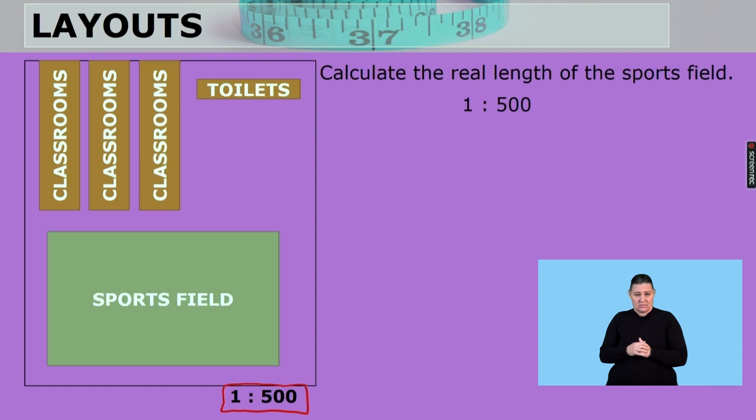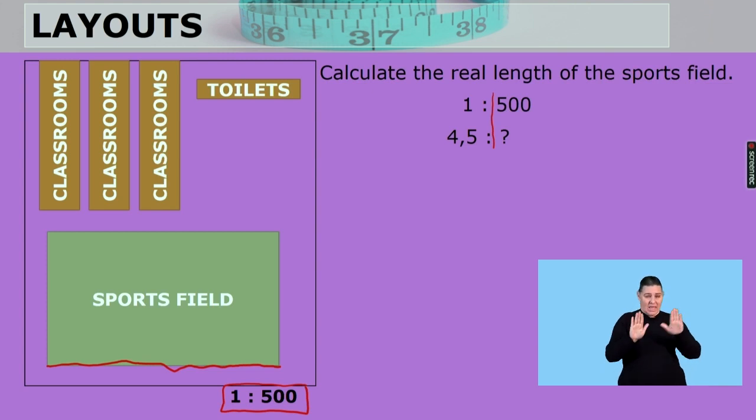So looking at this now, we've got to work out map to reality again. That's where the scale came in. So 1:500, that's my scale. And again, we're separating it there. So 4.5 is the distance we get when we measure the length of the sports field. If I measure that line, I got 4.5 centimeters, because that's the distance I measured on the layout, on the map.